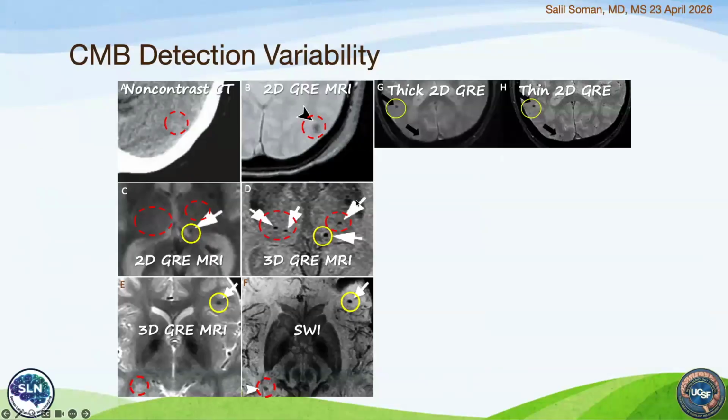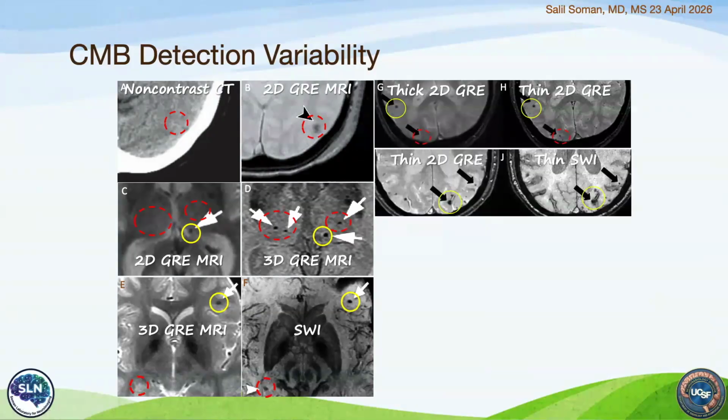Then the slice thickness, right? Whether I do thick 2D GRE versus thin, again we can see microbleeds in the yellow circles on both, but the red here, I mean, it's the lighting. Hopefully online people can see this a bit better, but basically there are more microbleeds you would call on the thin.